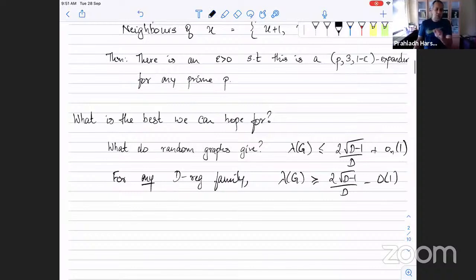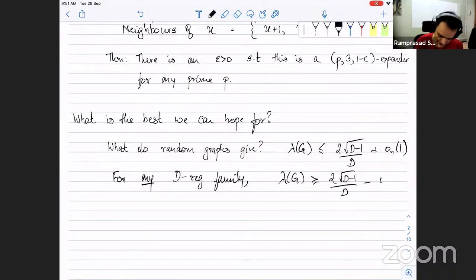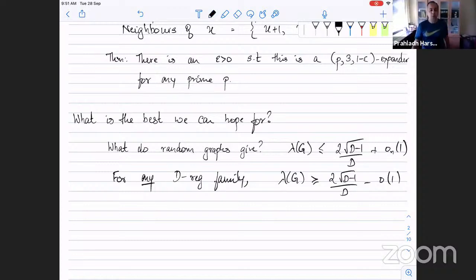This is also little o. This is also little o of n. Oh, I somehow thought one of them was a constant. No. Both of them are little o. Both of them are things which go to 0 as n goes to infinity. Oh, okay. Capital N goes to infinity.